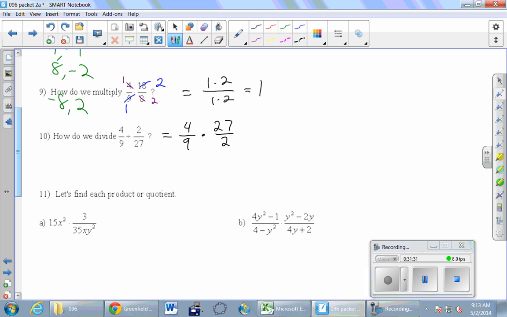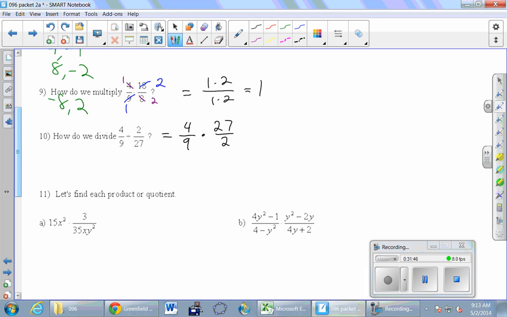And now it's a multiplication. And we know how to multiply fractions. Straight across. 4 times 27. Is that what we should do first? We should reduce first. Not wrong, but way better is to reduce first.